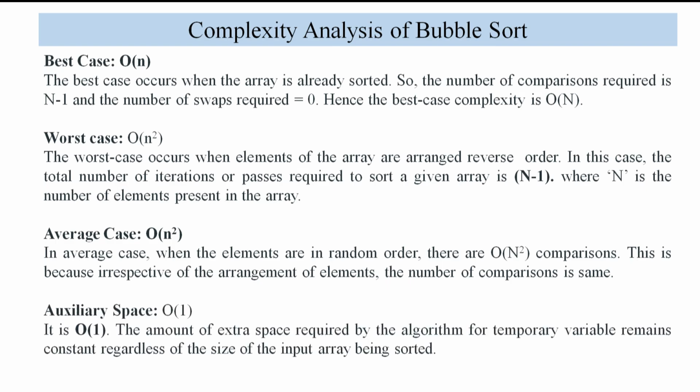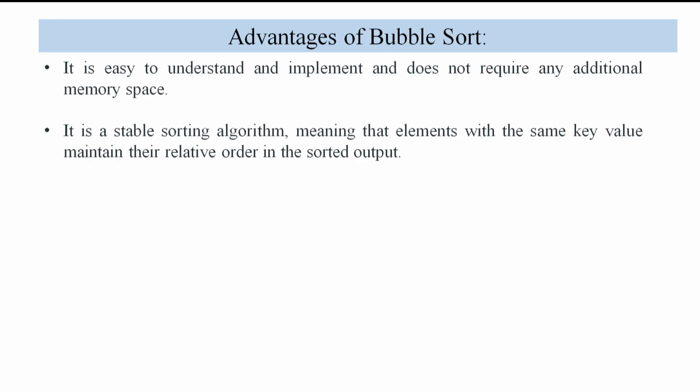And if we discuss the space complexity, because in this algorithm only a temporary variable is required to swap the elements, the space increases by 1 for the temp variable. That is why its space complexity is order of 1.